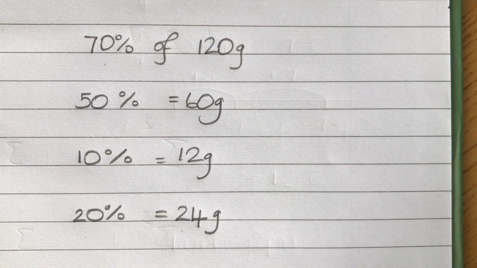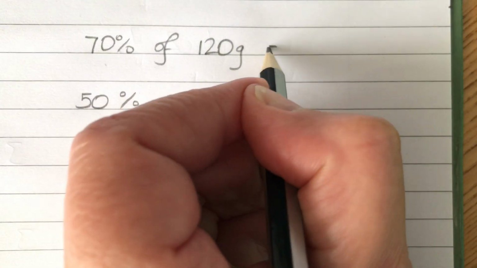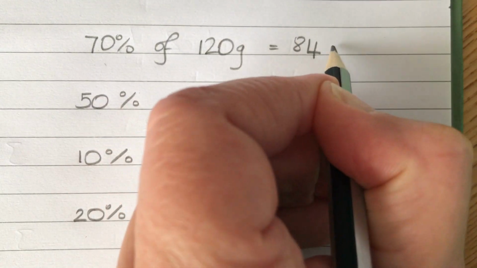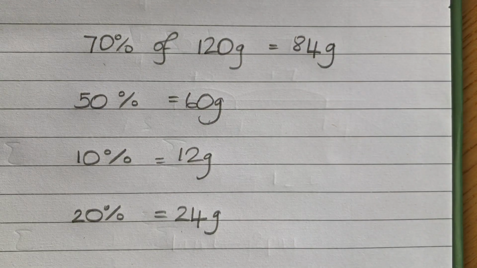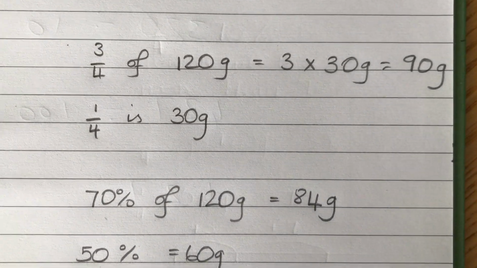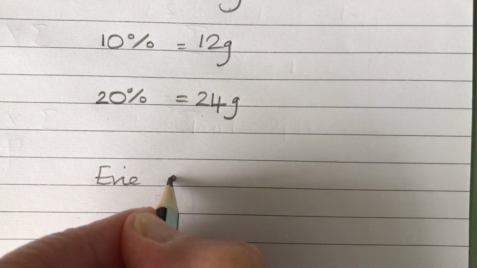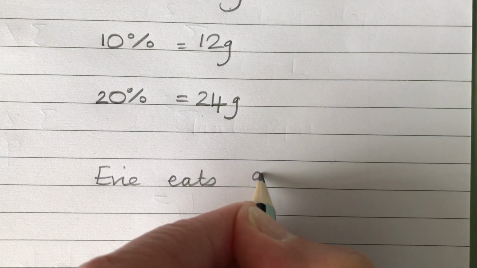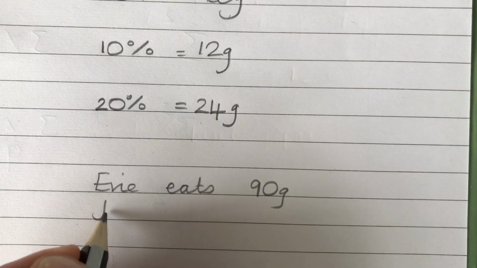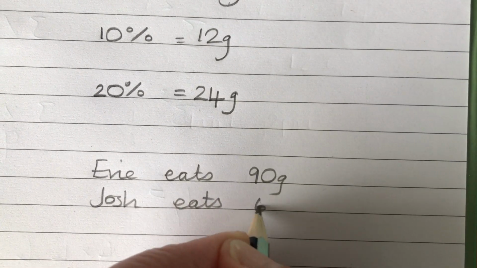50% add 20% is 70%. So I'm going to do 60 grams, add 24 grams. So that's giving me 84 grams for how much Josh eats. So that would be my other proof. I would be able to say Evie eats 90 grams, Josh eats 60 grams.